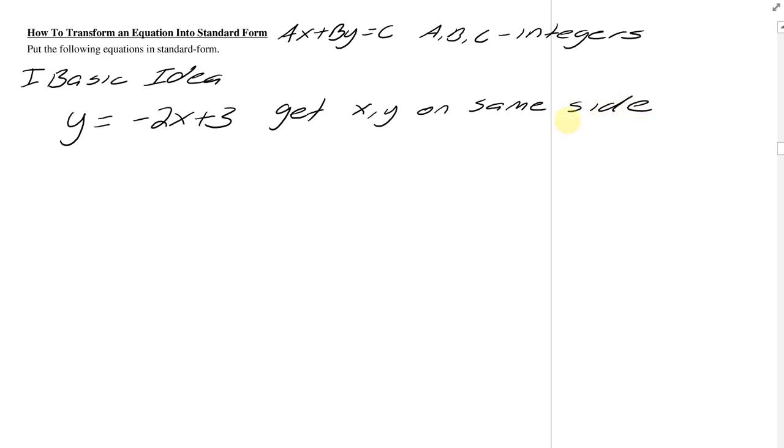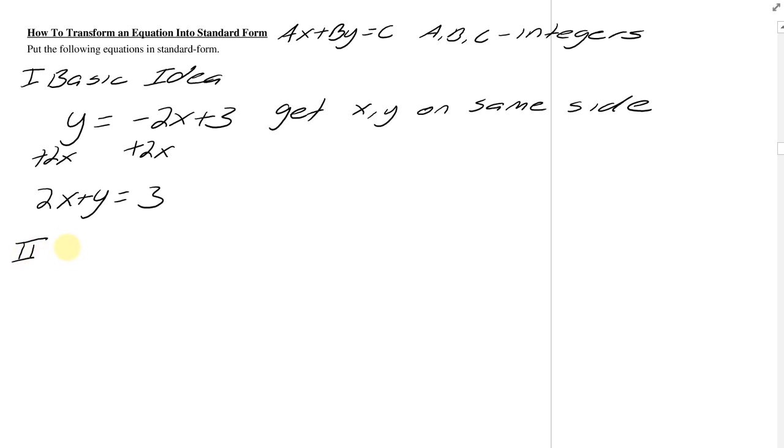So to do that, I need to add the 2x to each side. So I get 2x plus y equals 3. And then is this in standard form? Yeah, it totally is, right? So this is already standard form, so we're done. This is the ideal scenario, but I'll warn you, it does not always turn out this easy. So I want to show you also the more complicated example.